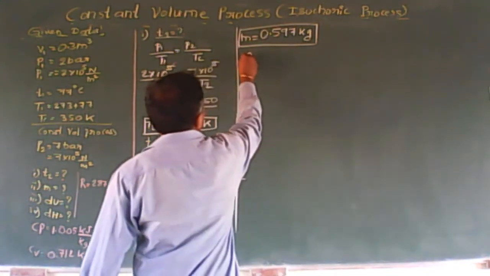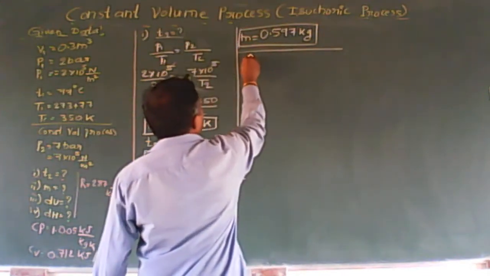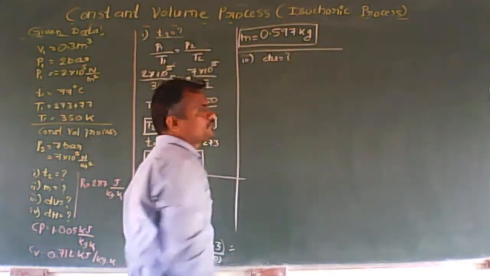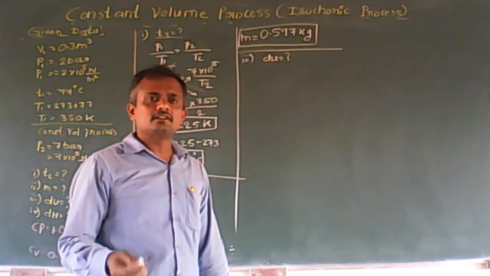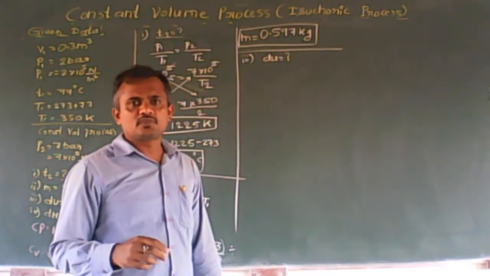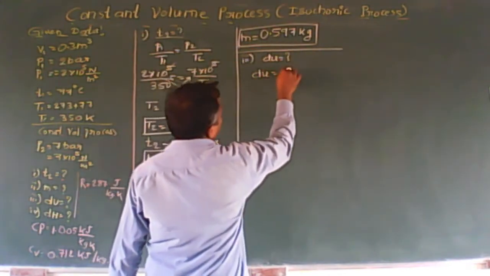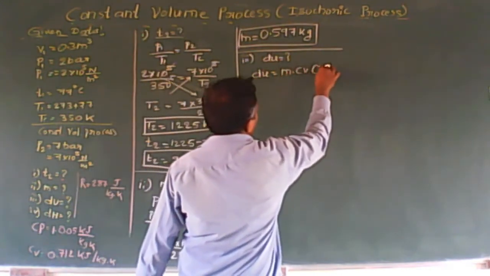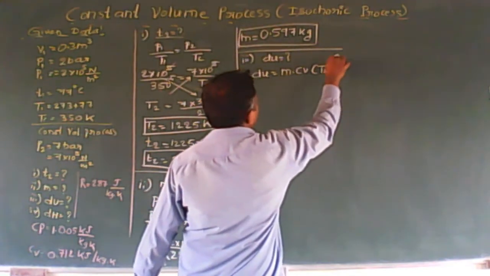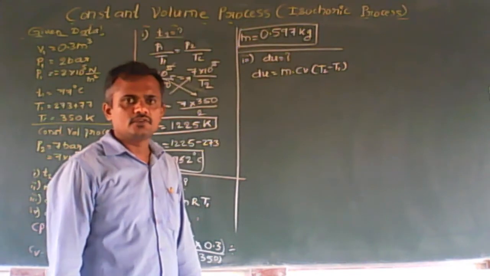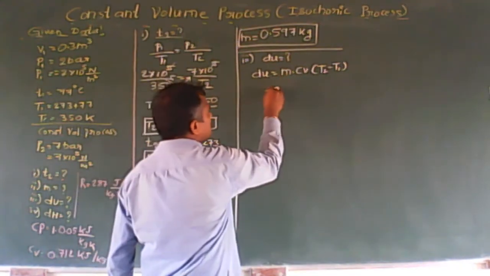So after calculating the second value, we have to concentrate on dU. You have to remember, as I said in the last video, for a constant volume process, what is the change in internal energy? dU is equals to m into Cv into T2 minus T1, and directly substitute the values.